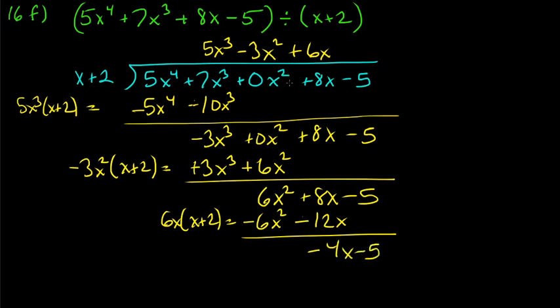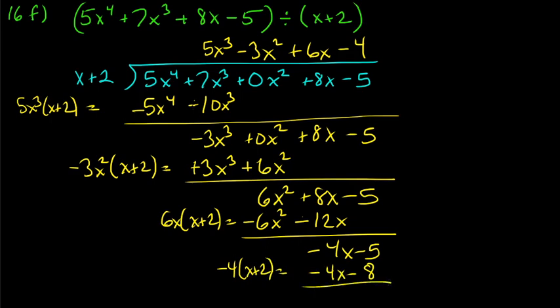Right, and we have one more round. We have to divide the negative 4x by x. So the x's cancel, and you're just left with negative 4. So multiply negative 4 times x plus 2. You get negative 4x minus 8.